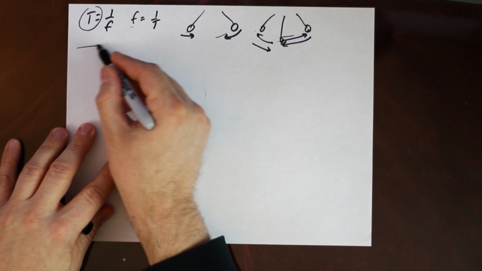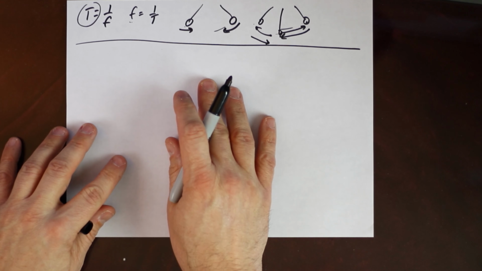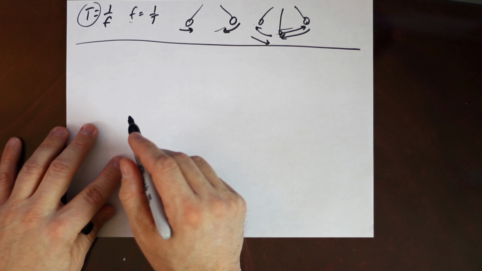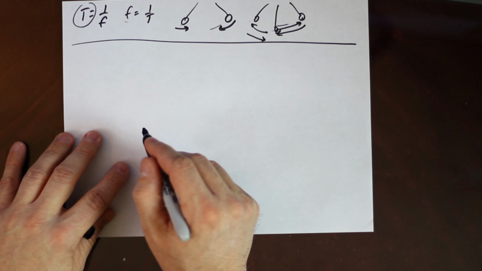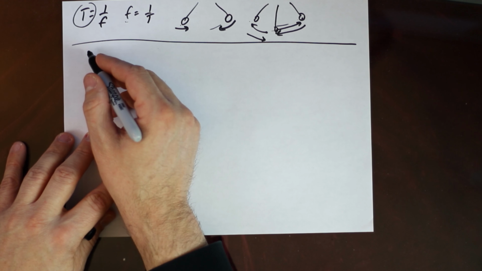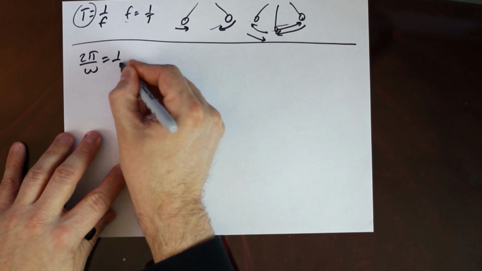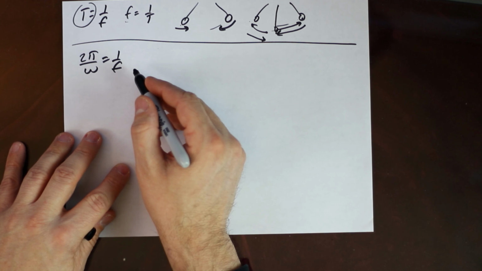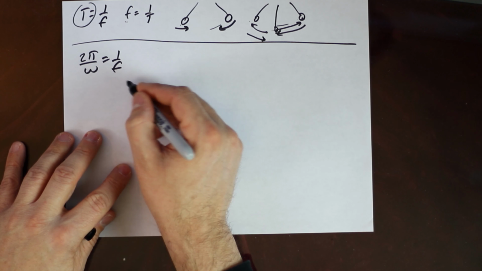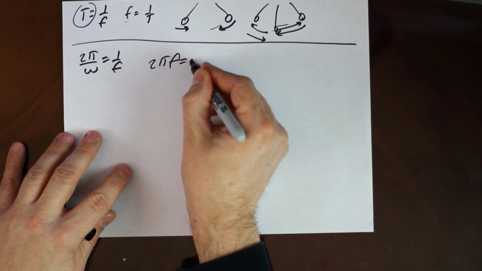So there's that first little bit right there, just regular old period and frequency. And now what about if we want to do stuff in terms of omega, our angular frequency? Now I am going to use the middle part of that equation, equal to 1 over f. So we have 2 pi over omega equals 1 over f. I'm using the right side of that first equation. And now let's just cross multiply here. So we'll get 2 pi f equals omega.